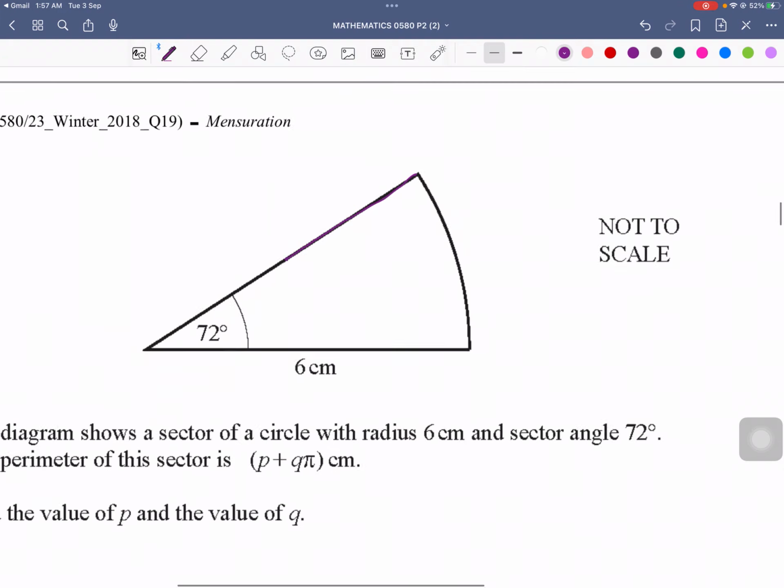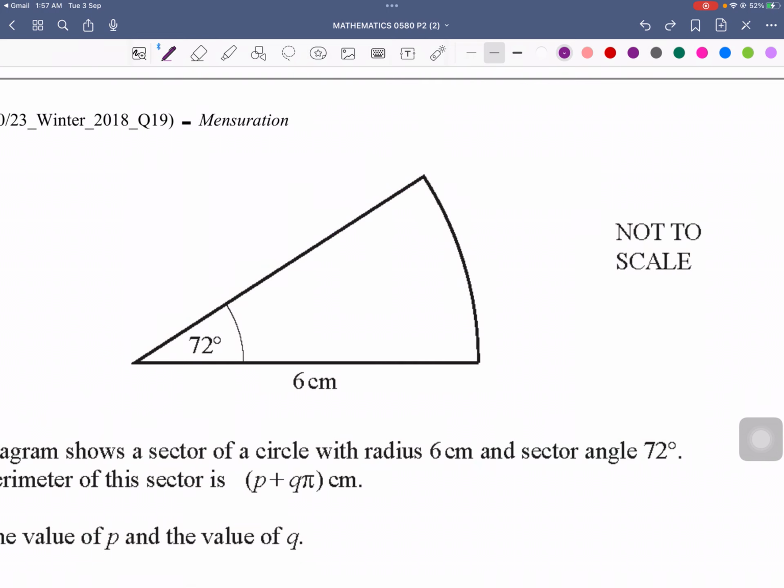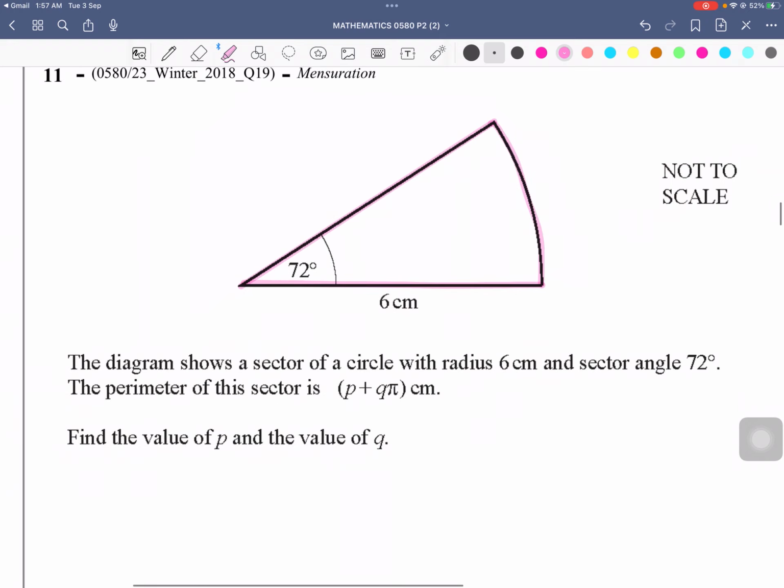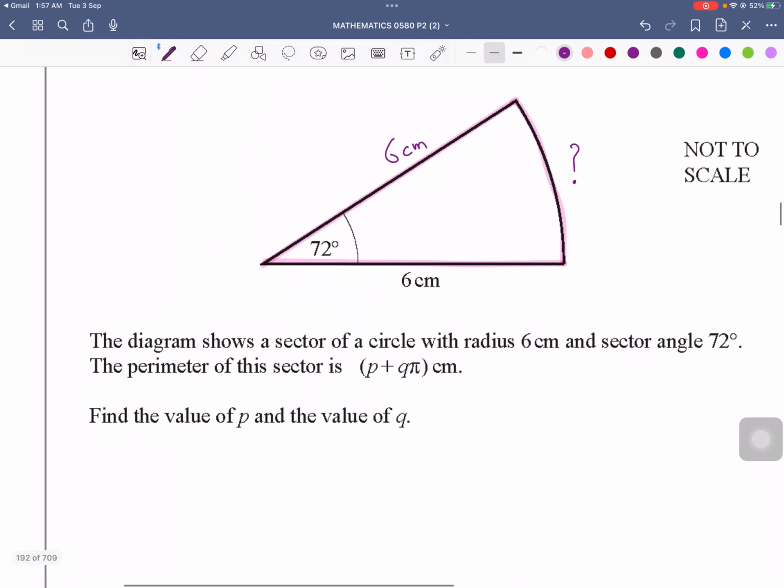It is this length, this length, and this length, and this length. This length is again 6, it's the radius. How do you find this length? This length is basically the arc length.